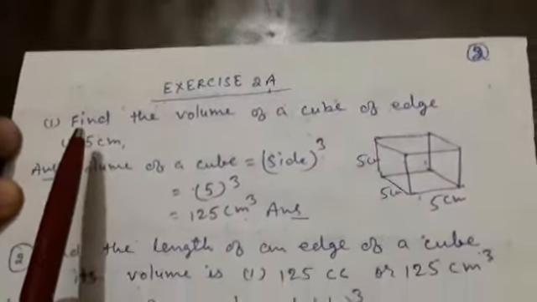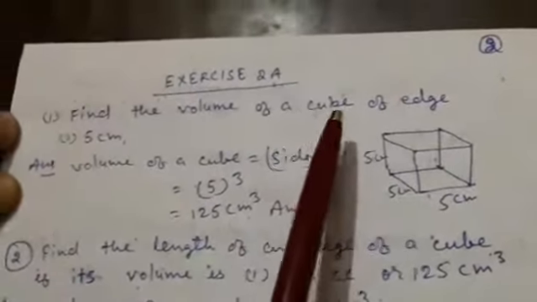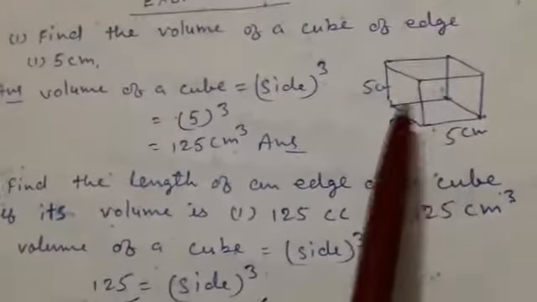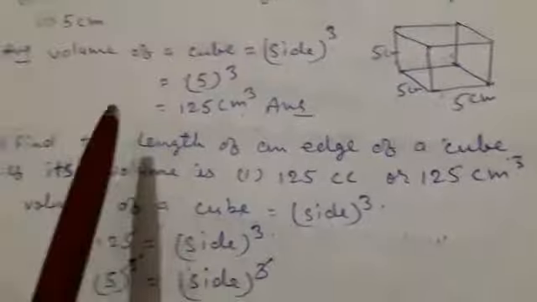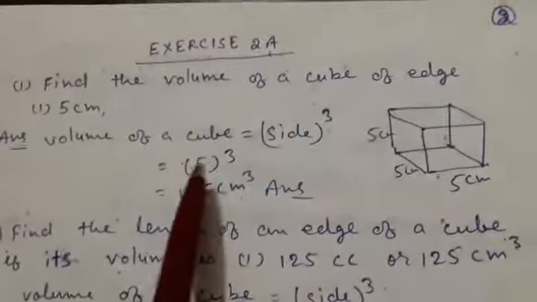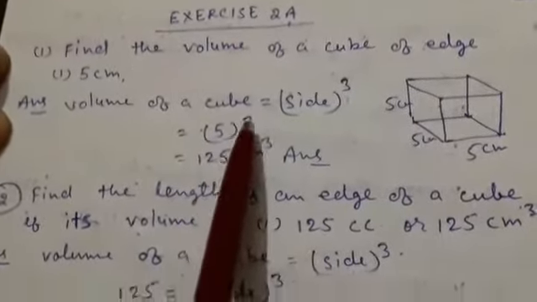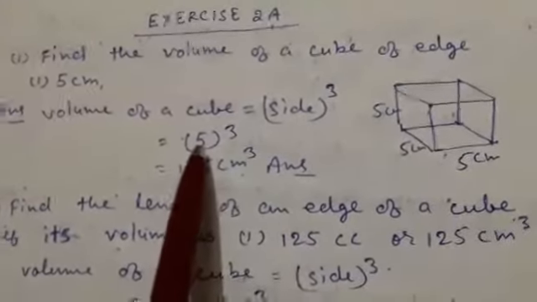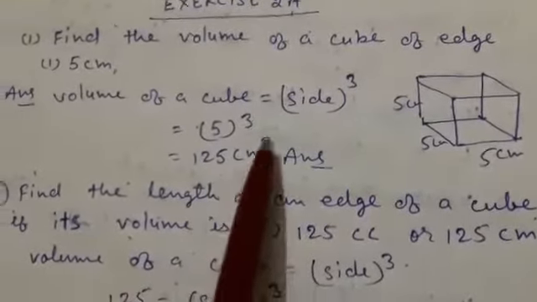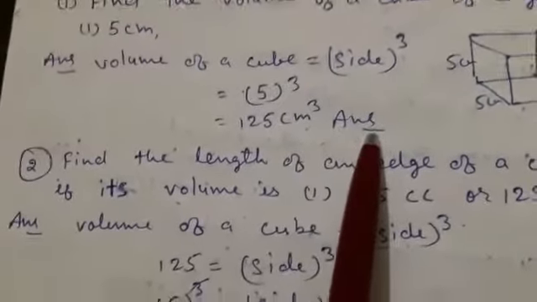First question of this exercise is find the volume of a cube of edge 5 cm. This is the cube whose all sides are 5 cm. So as we know, the volume of a cube is equal to side power 3. It means 5 power 3. If you multiply 5 into 5 into 5, it will be 125 centimeter cube. This will be our answer.